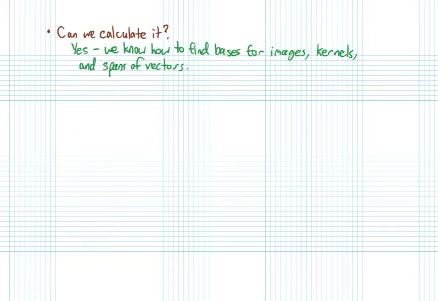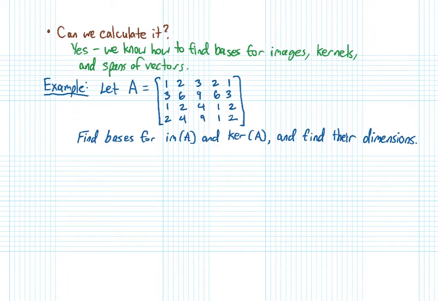And we know how to find bases for images and kernels and spans of vectors. And once you know how to find a basis, then you actually know how to find the dimension, because that's just the number of elements in the basis. So let's look at an example.